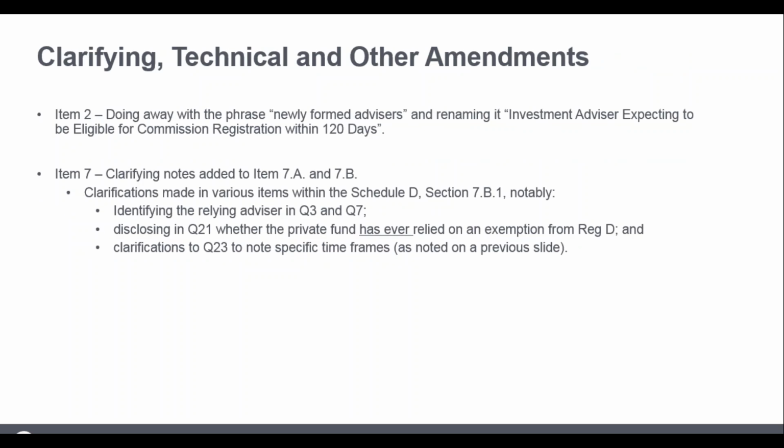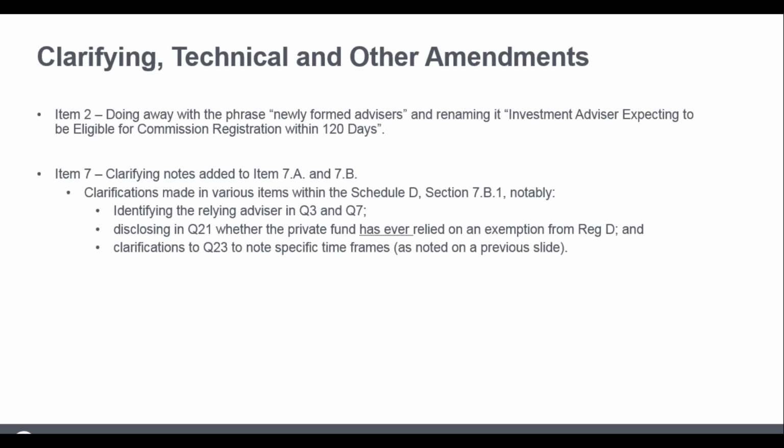So they've also made some changes and clarifications to the ADV and to the instructions themselves. So we'll talk through a couple of those changes. In terms of item 2, they're doing away with the phrase newly formed advisor, and they're renaming it investment advisor expecting to be eligible for commission registration within 120 days. So here, they're not really changing anything about those conditions for newly formed advisors. They're simply lengthening the name.